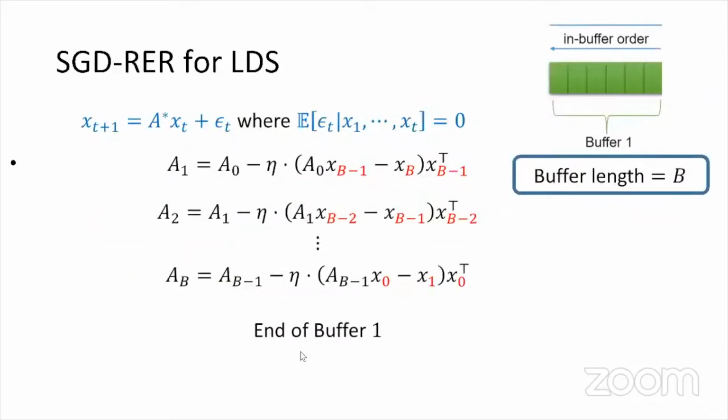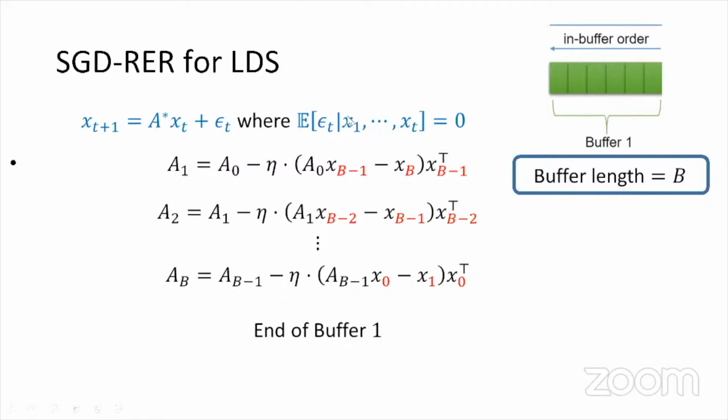Okay, so let me explain why stochastic gradient descent with reverse experience replay can actually learn linear dynamical systems. The main idea is that we have x_{t+1}, which is, right, just the definition of the linear dynamical system, where x_{t+1} is A* x_t plus epsilon_t.